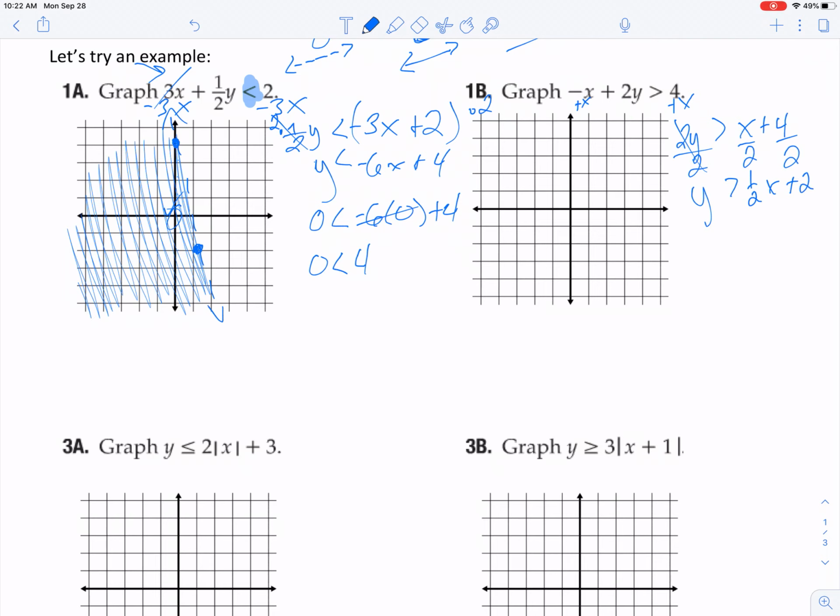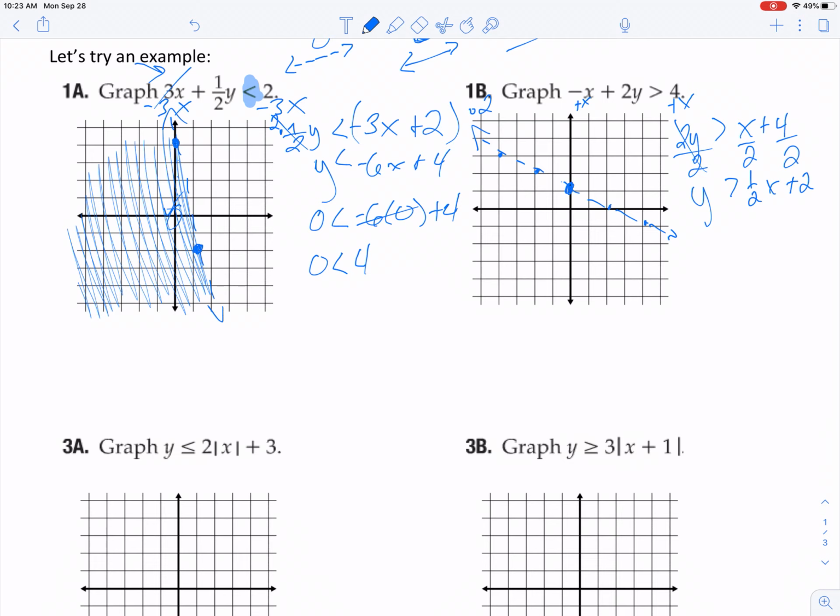Now graph it like a normal line to start with. So up 2. Oh, that was not very on, was it? There we go. Down 1 over 2. Backwards. Up 1, left 2. Up 1, left 2. There we go. Extra ink, extra ink. So this one should be a dashed line. It does not equal the line.